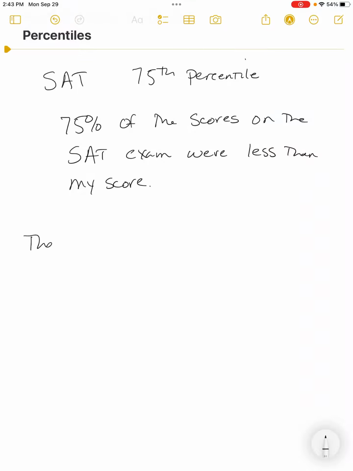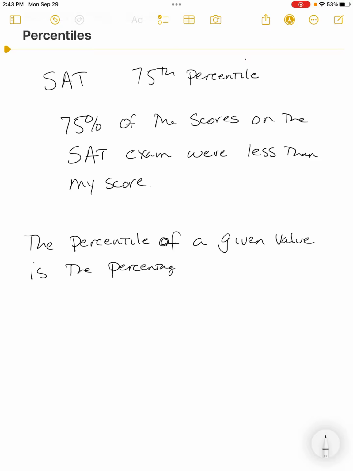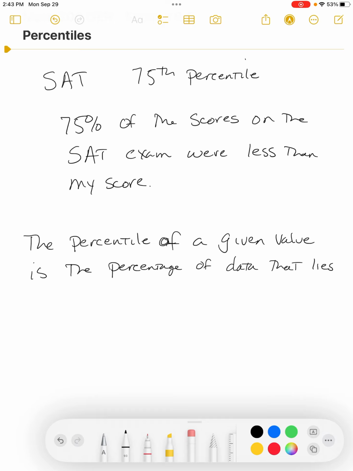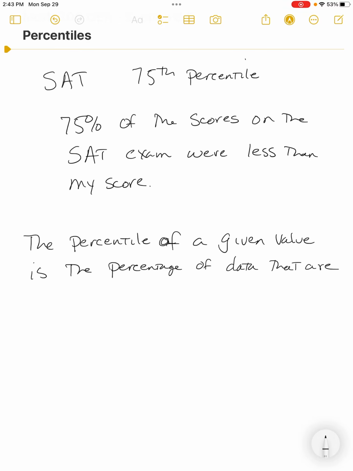If we were to put it in words, the percentile of a given value is the percentage of data that lies, let me not put lies, below. I've run into problems with how people interpret that. The percentile of a given value is the percentage of data that are less than the given value. And you'll see this in action.